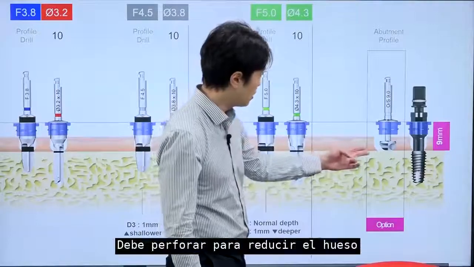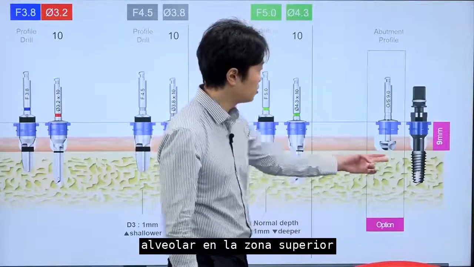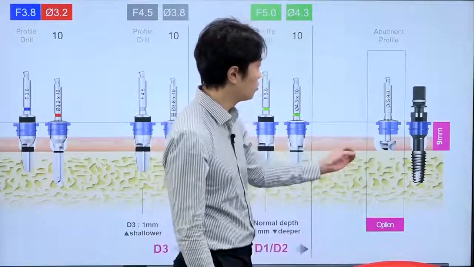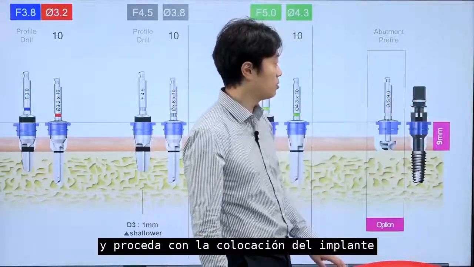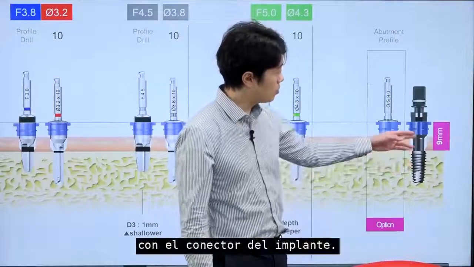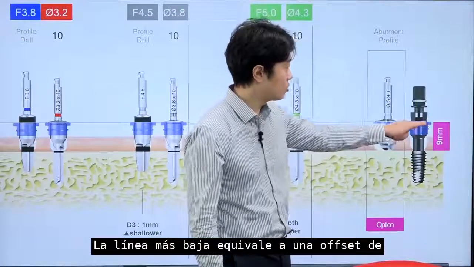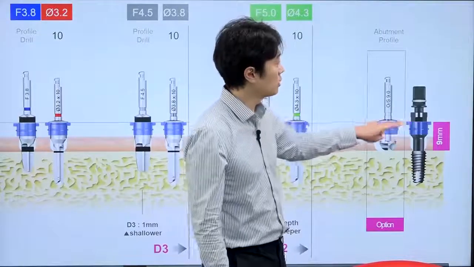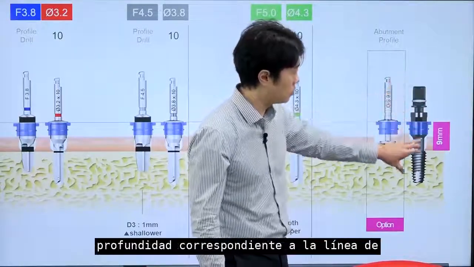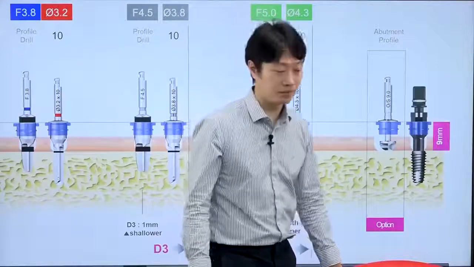In the end, you should drill to reduce the alveolar bone in the upper area, connect the implant connector, and proceed with the implant placement. With the implant connector, the lowest line is equivalent to 9mm offset. So place the implant at the depth consistent with the baseline.